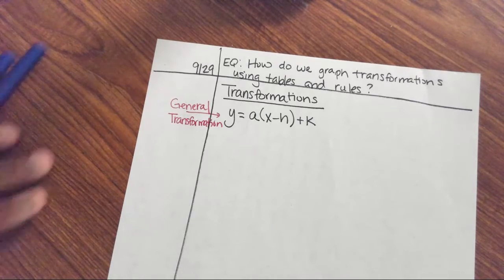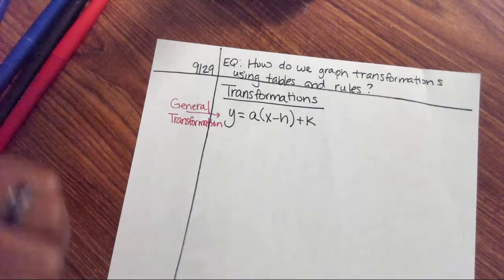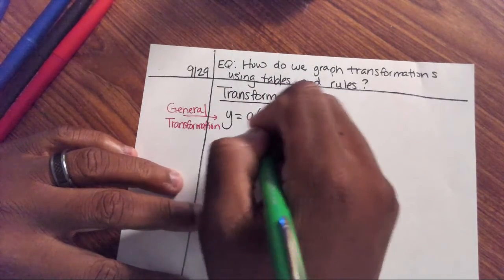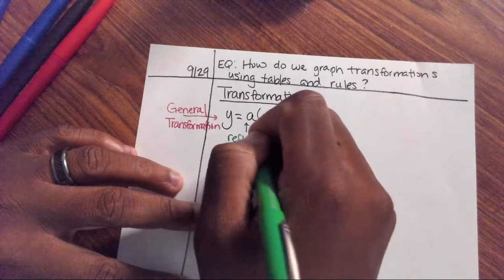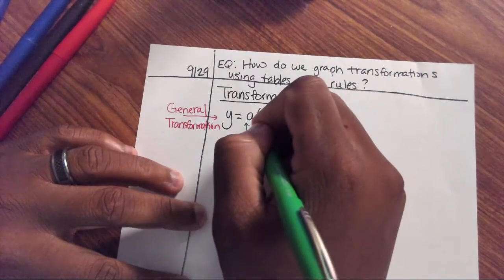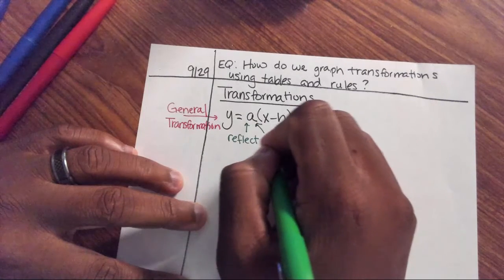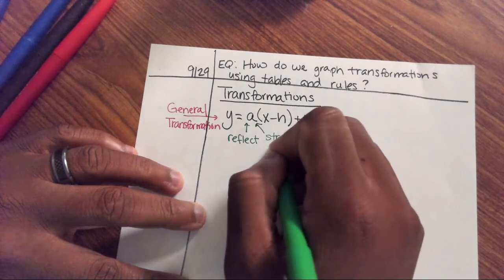When we look at this, each variable is going to shift or make the graph do something different. So we'll start out with this a variable. Depending on the a value, if a is negative, it reflects the graph. And also, depending on how big a is, the magnitude of it, a can either stretch or shrink the graph.